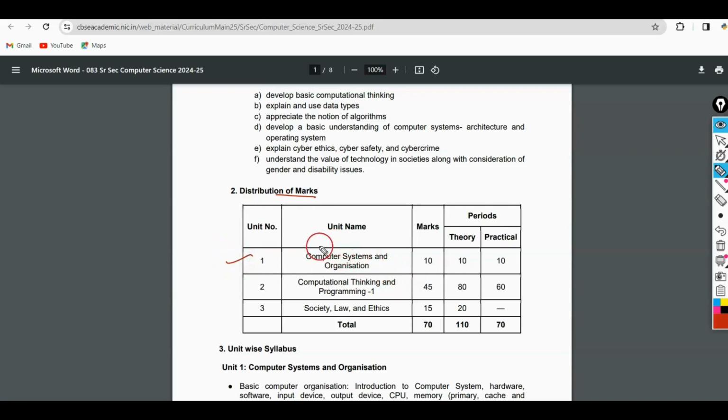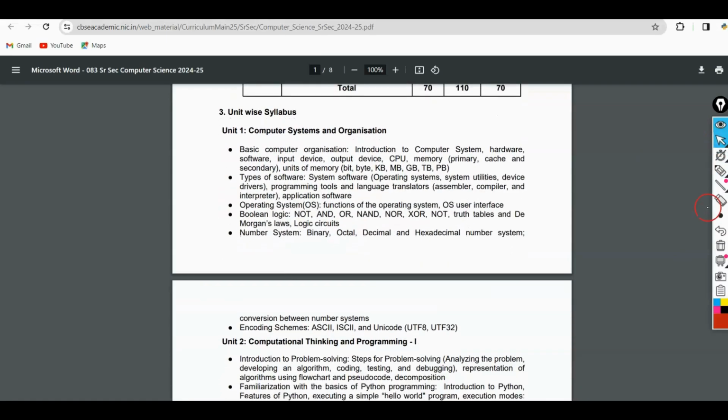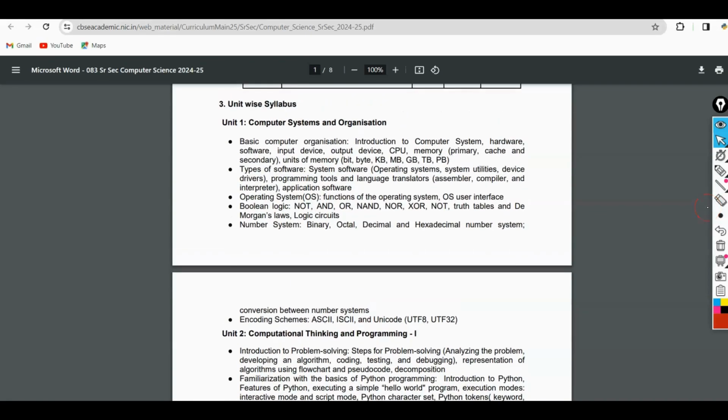Unit 1 for the 11th standard is computer systems and organization, which comprises 10 marks, and unit 2 is computational thinking and programming 1. It comprises 45 marks, and unit 3 is society, law and ethics, and it comprises 15 marks, and it totals 70 marks. Okay, so these are the things you should see under the syllabus. And under unit 1, unit 2 and unit 3, the topics are given here for class 11th standard.